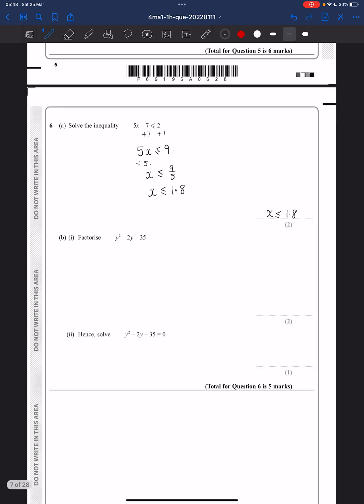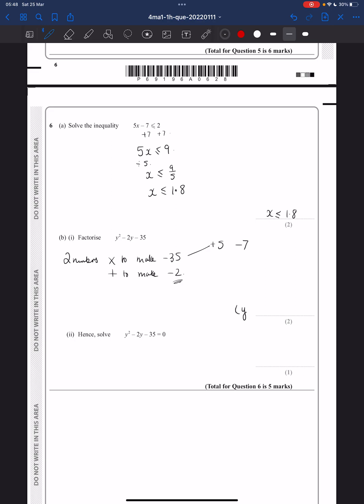This one, factorise y squared minus 2y minus 35. So we want two numbers that multiply to make minus 35, add to make minus 2. So we'll look at the minus 35, and because they're going to add to make minus 2, they want a difference of 2. So we could say 35 and 1, but that's not going to be it. It's going to be 5 and 7. And then because they've got to add to make minus 2, the big one wants to be negative. So it's plus 5, minus 7.